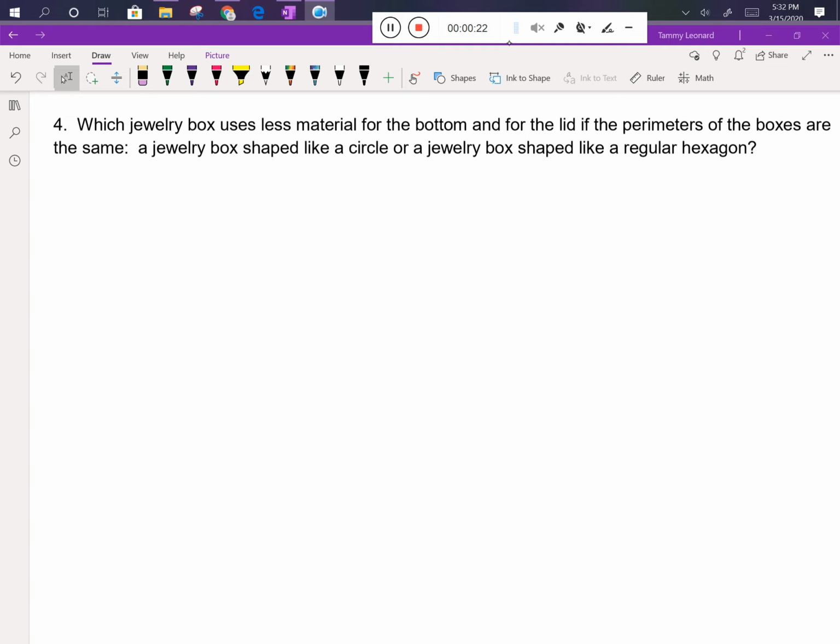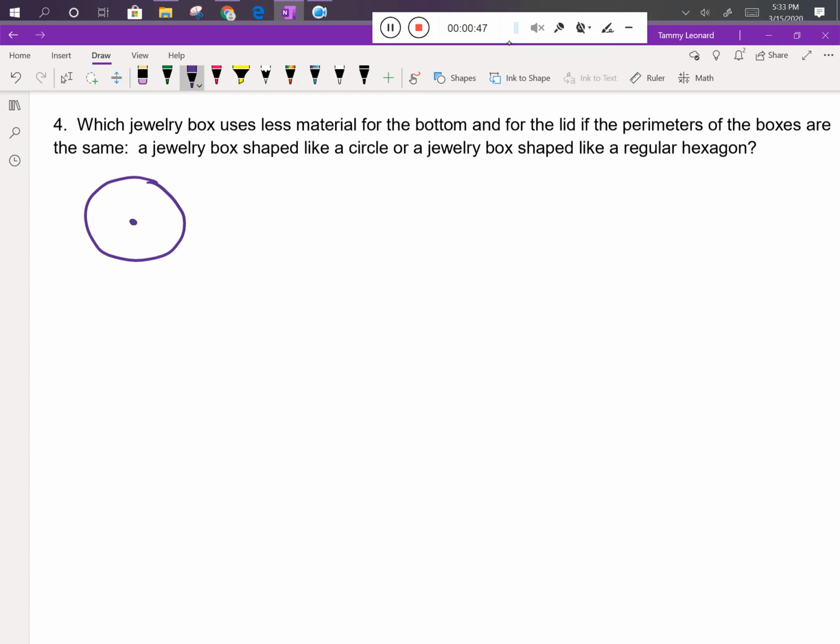So let's read it. Which jewelry box uses less material for the bottom and for the lid if the perimeters of the boxes are the same? A jewelry box shaped like a circle or a jewelry box shaped like a regular hexagon? All right. So if I'm shaped like a circle, I'm probably not talking about perimeter. I'm probably talking about circumference, but I think we know what they mean.